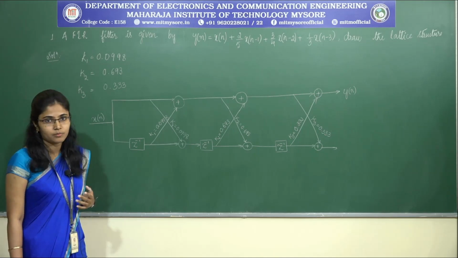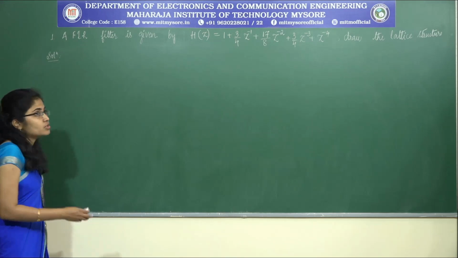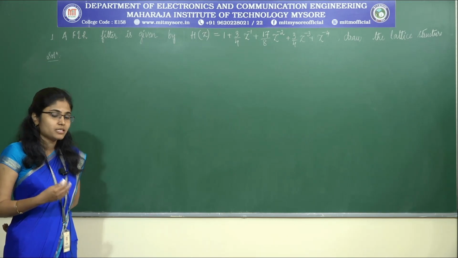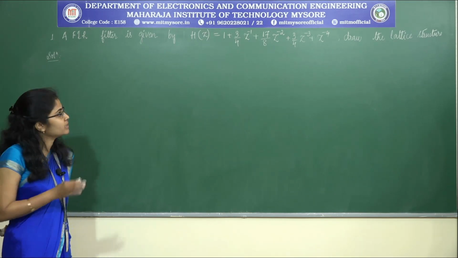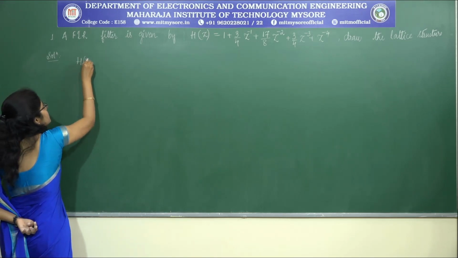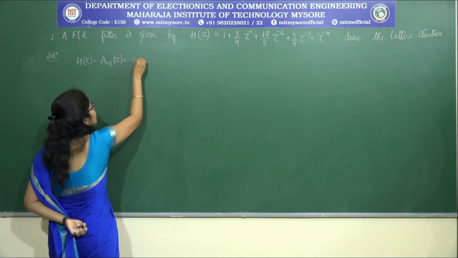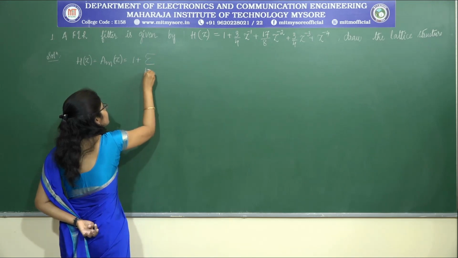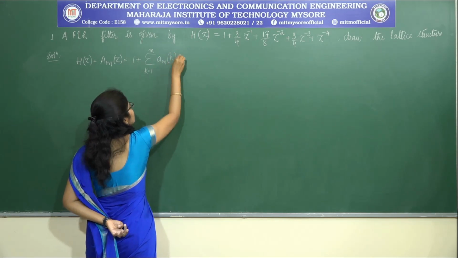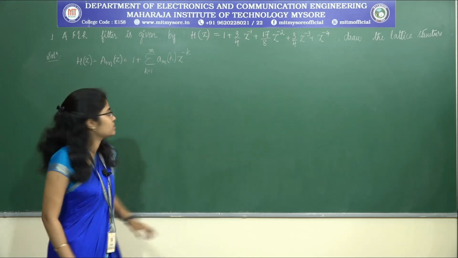Now let us move on to second problem. Second question is, they have given us h of z and they are telling us to draw lattice structure. So in the previous problem they gave us y of n. With the help of z transform we obtain h of z, but here they have directly given h of z. So we know h of z is equal to am of z, which is equal to 1 plus summation k ranges from 1 to m am of k into z bar minus k. So the value of m is 4 because the highest power of z is 4.